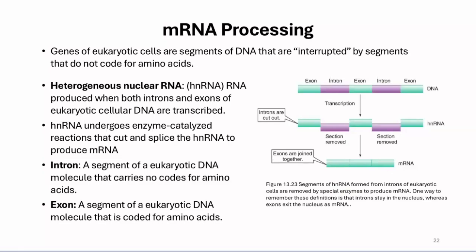Let's now talk about mRNA processing. Genes of eukaryotic cells are segments of DNA that are, quote unquote, interrupted by segments that do not code for amino acids. Heterogeneous nuclear RNA, in other words hnRNA, is RNA that is produced when both introns and exons of eukaryotic DNA are transcribed.